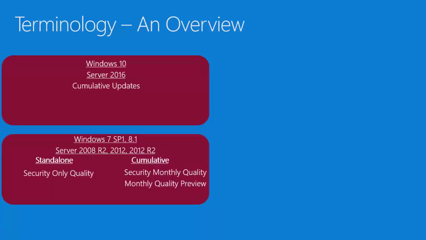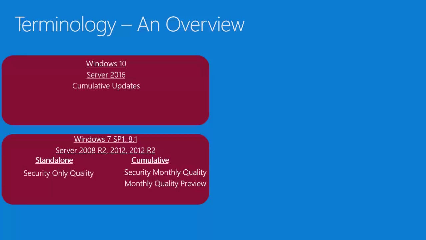So here we have our security monthly quality rollup. This is all new security fixes for that month, plus all previous fixes before that month, both security and non-security. It is released on Update Tuesday as well. It does have a security updates classification, right? And then finally, there's the monthly quality preview.